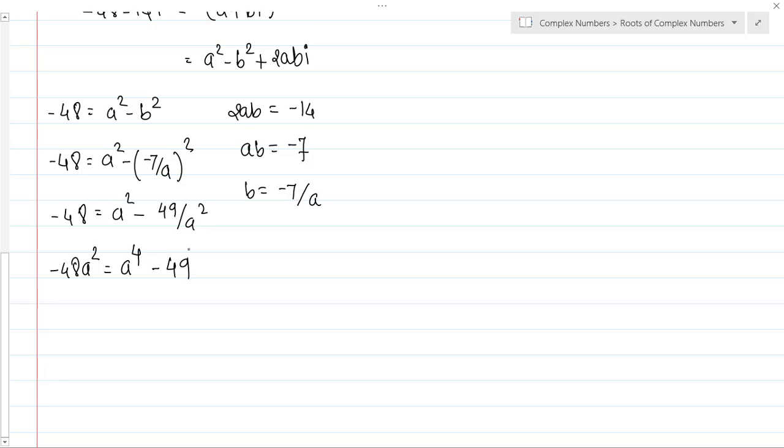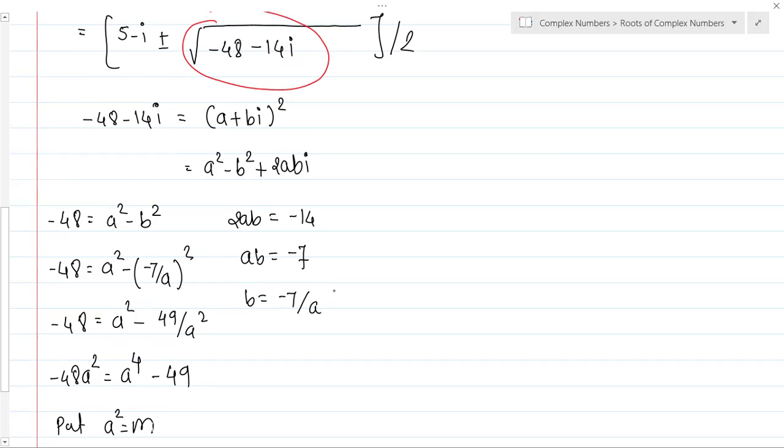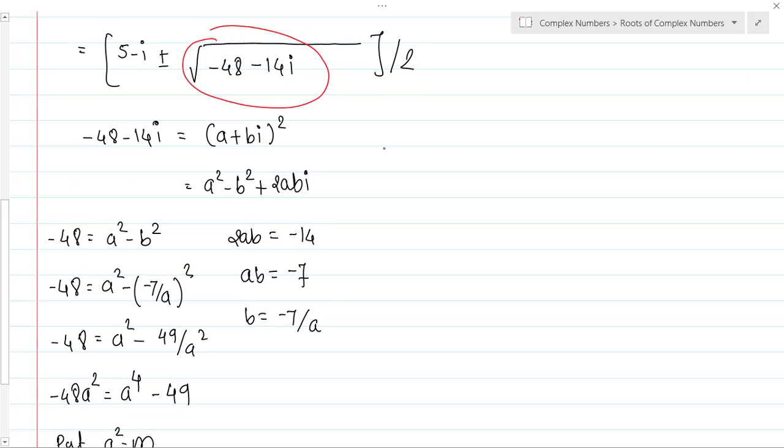Okay, let's write this in terms of m. Put a square equals m. So what will be the equation then? Let's go upside and write down the equation here. So it's minus 48m equals m square minus 49. Okay, so rearranging the equation, m square plus 48m minus 49 equals 0. So what will be the roots?